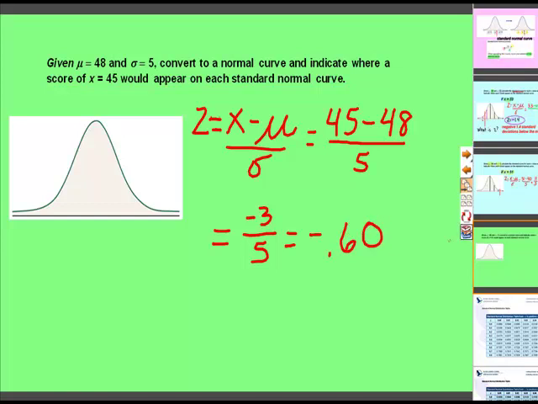It's negative, so this will be below the mean. When I go to draw this in, here is my mean. Here is 1 standard deviation below. So this particular z-score falls just beyond the halfway mark, right here.